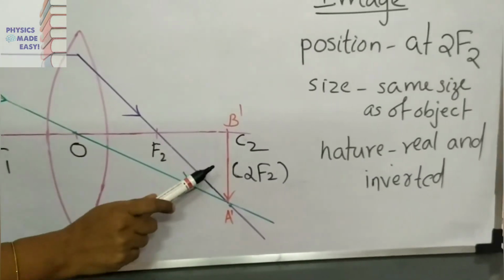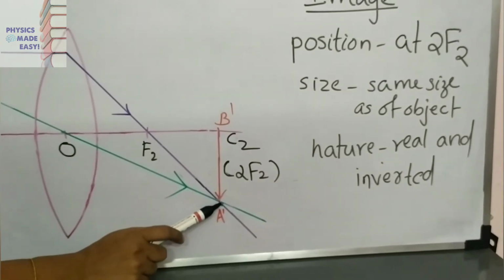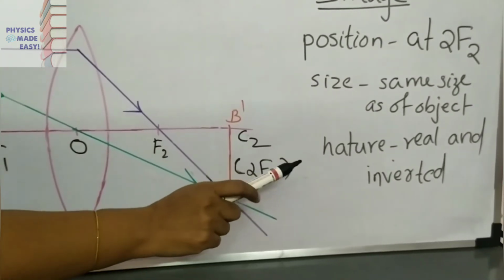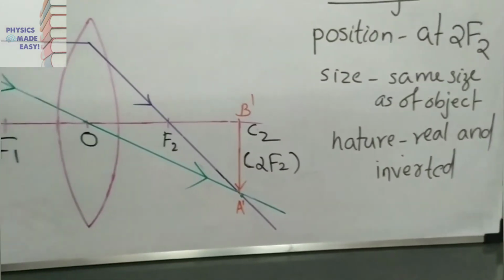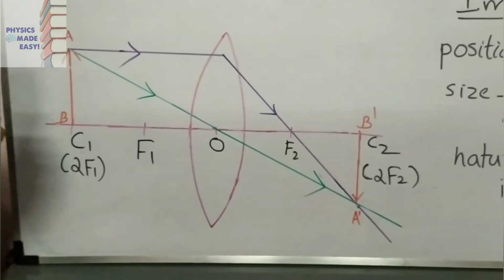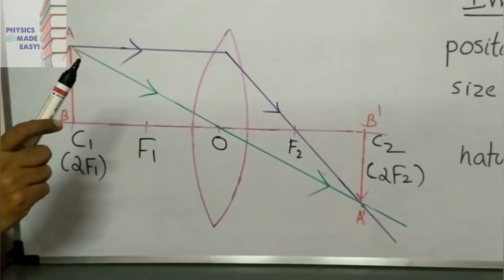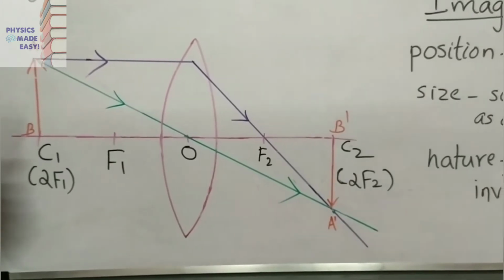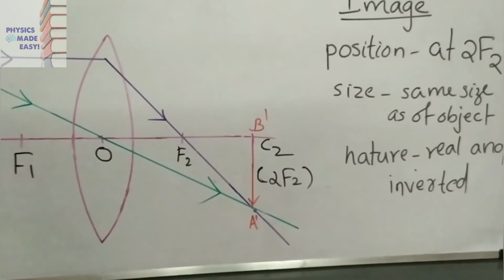What about the nature? Here you can see this is an inverted image. So we can say here we are getting real and inverted image. So if you are placing that object at 2F1, you will get image at 2F2. That image will be real and inverted image having same size as that of the object.